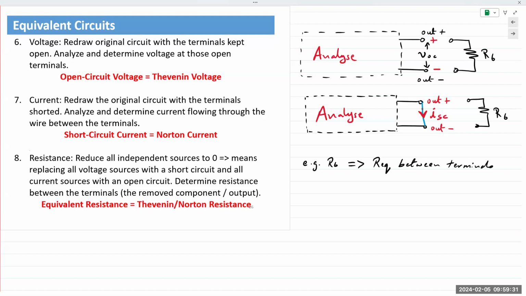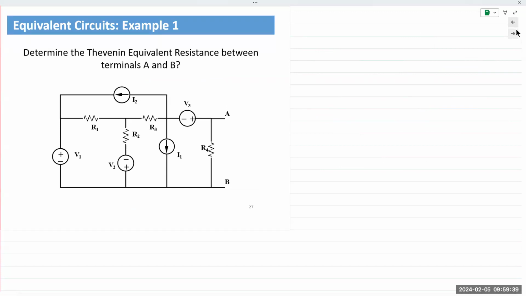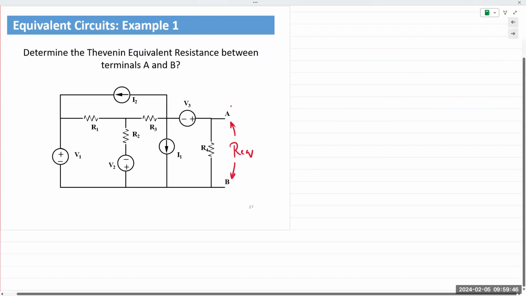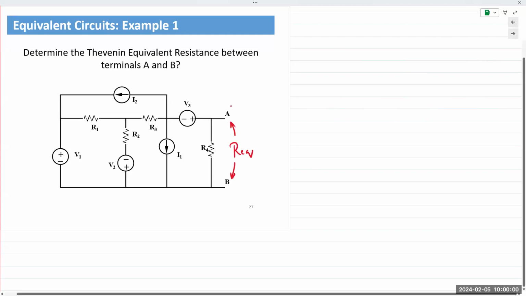So as I said, RTH is rather straightforward. So take a crack at this. All you're doing is you're trying to find the REQ between these terminals. I will go over this on Wednesday, but again, this doesn't take more than 5 minutes. You reduce all independent sources to 0, meaning voltage sources are replaced with a short, current sources are replaced with an open circuit, and you simply find REQ between the terminals.